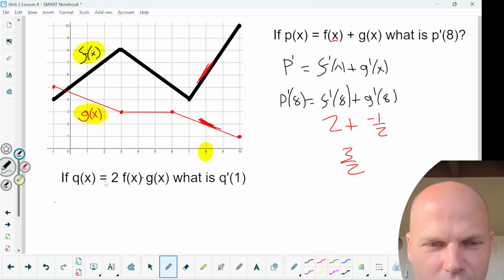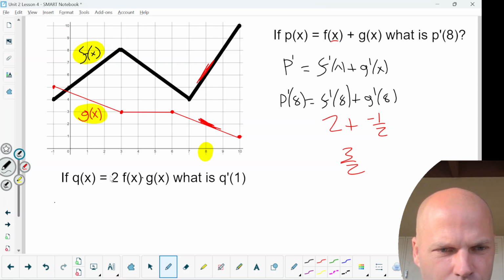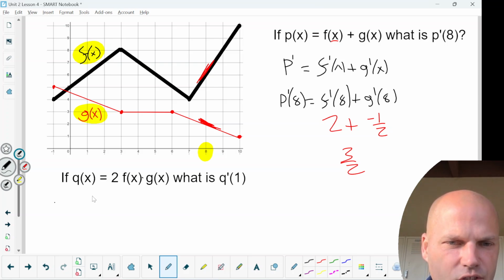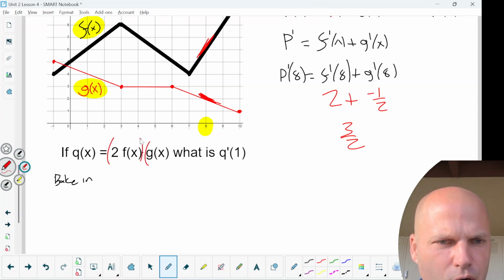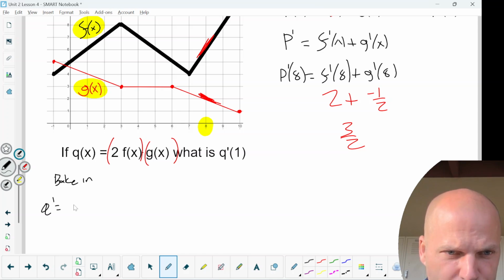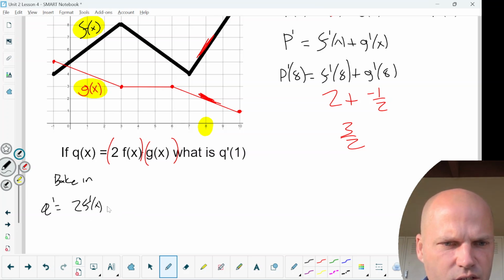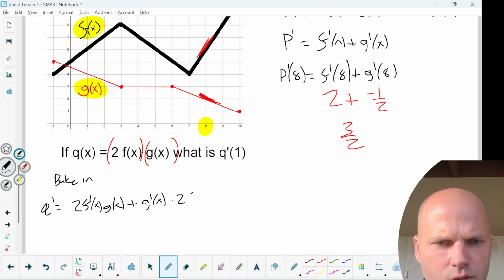Product rule, because it's a product. Now here's what we have to pay attention to. This 2 sticks around. You can either do what I call kind of like bake it in. What do I mean by bake it in? Just let 2 be a part of 2f of x. And we can say the slopes of the first are the slopes of 2f of x. So 2f prime of x times g, plus the slopes of g times the first. So like the slopes of the first times the second plus the slopes of the second times the first.